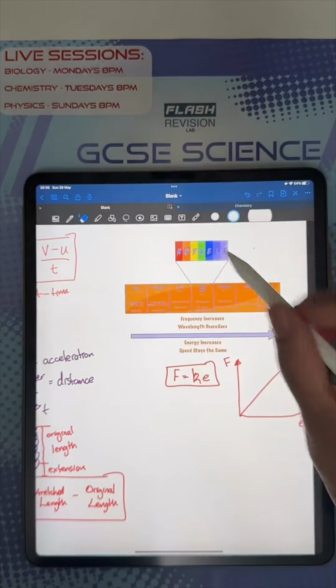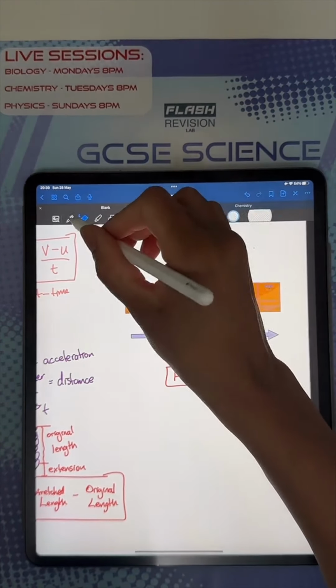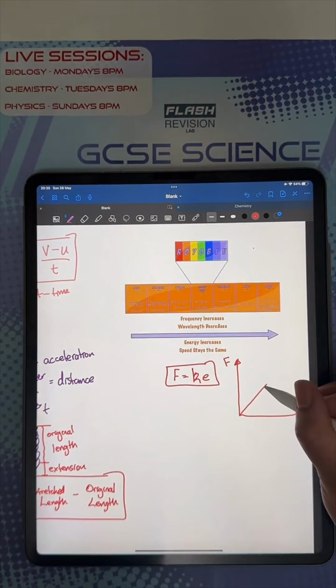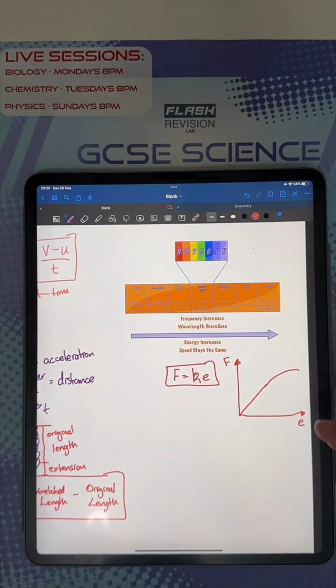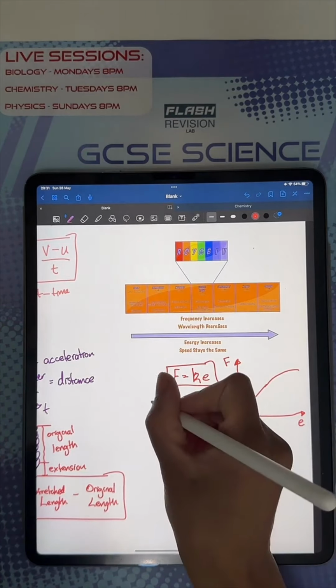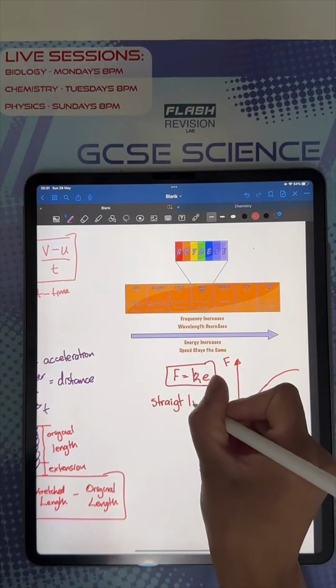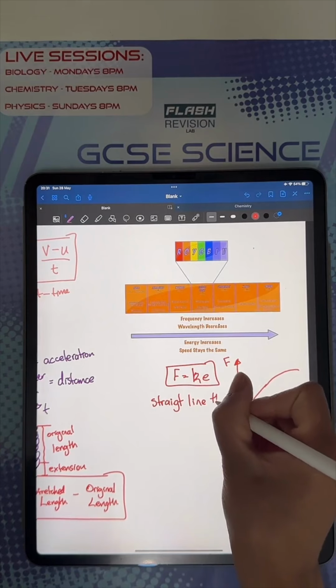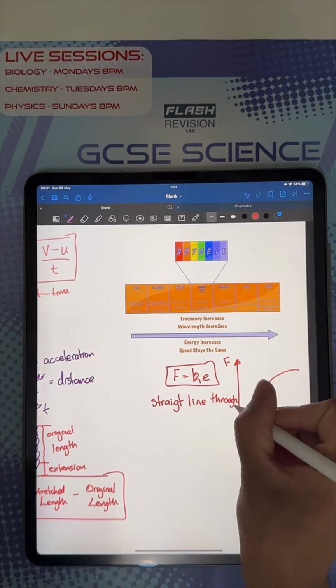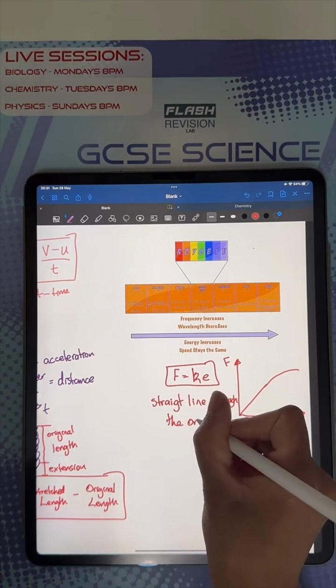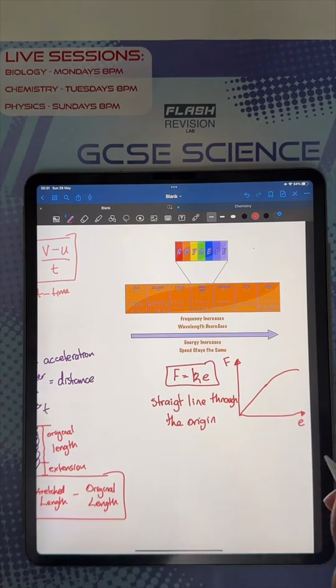In these diagrams, you always have a straight line and it goes through the origin, and then it starts to curve off like this because it stops being proportional after a while. If you stretch something too much, it stops being proportional. So it needs to look like this. It needs to be a straight line. At the start anyway, it has to be a straight line through the origin.